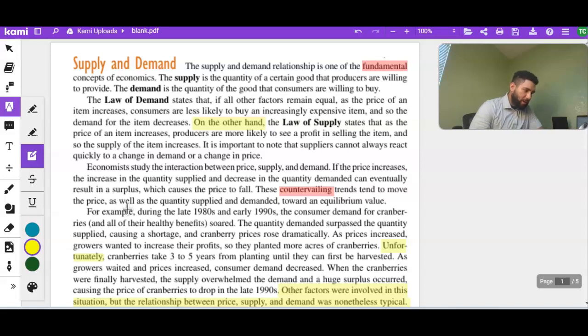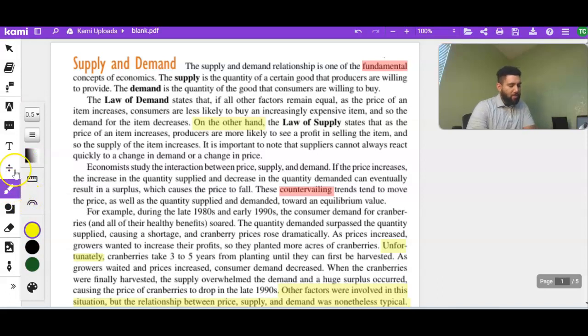So the first thing we would do, again, I would already have the words I want them to focus on and that I feel they're going to have trouble with. Two of them are in red there. It's going to be fundamental and countervailing.